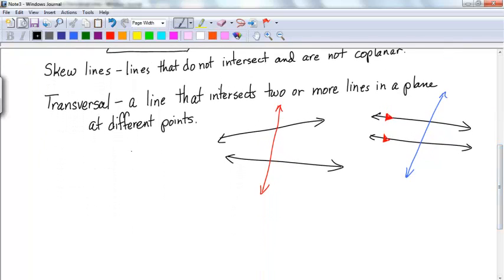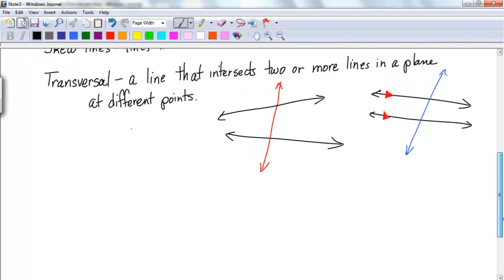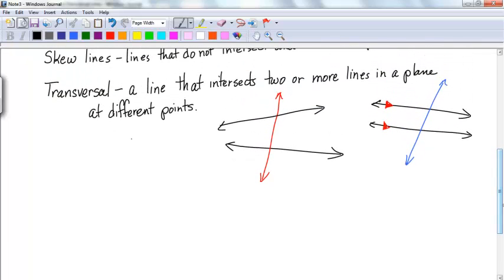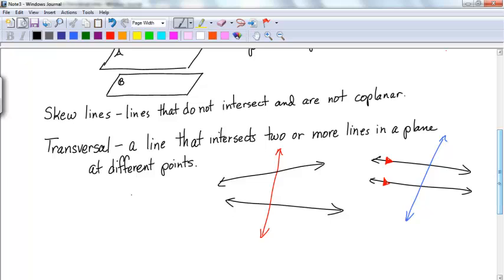Okay. The next thing, I want you to draw a picture, and then we're going to go through and label all the different types of angles in this graph. Everybody done with that one? No. Okay. Slow down a little bit. A transversal is a line that intersects two or more lines in a plane at different points. Anybody else need more time?